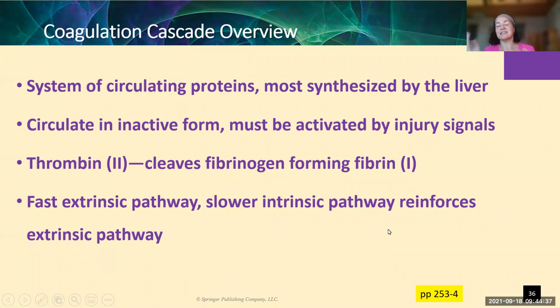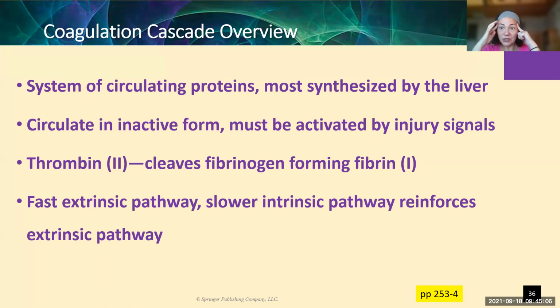Okay, then this is shifting gears a little bit. We're still in forming a clot, but instead of just talking about the platelets, now let's talk about these coagulation factors, the cascade of all these different proteins. So it's a system of the circulating proteins. Most of them are made by the liver. Like the platelets, they're in inactive form. So they have to be activated by the injury signals.